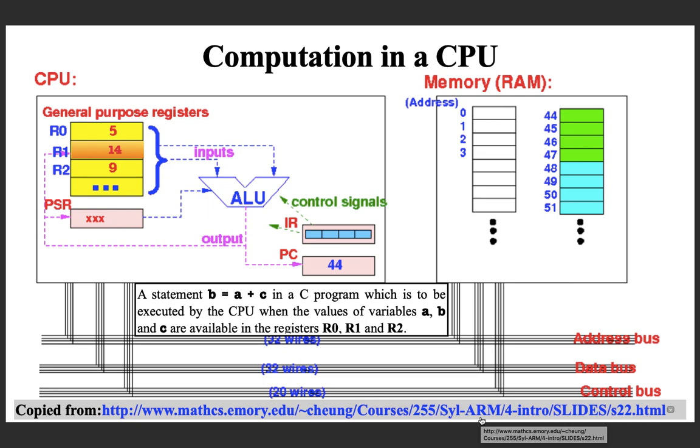Here what I am trying to explain is how an instruction or a statement in a C program will finally get executed. So consider an example where a statement B gets the value of A plus C, which is a statement in a C program and which needs to be executed by the central processing unit, and assume that now the values of A, B and C are available in the CPU registers R0, R1 and R2.